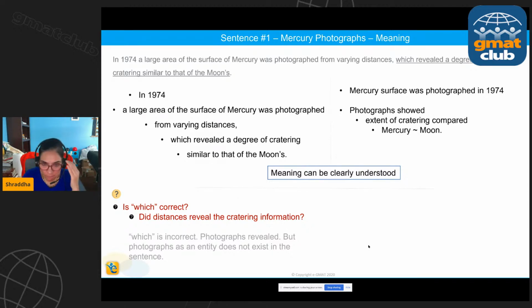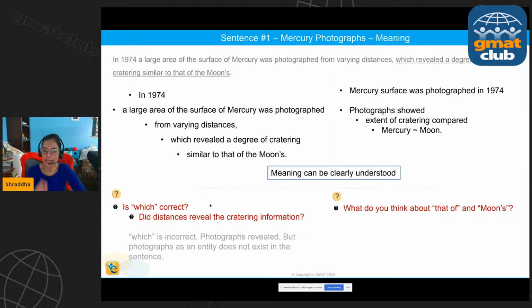So, of course, we understand the meaning, but we also know for sure that the grammar is off in this sentence. That's my error in this original sentence.